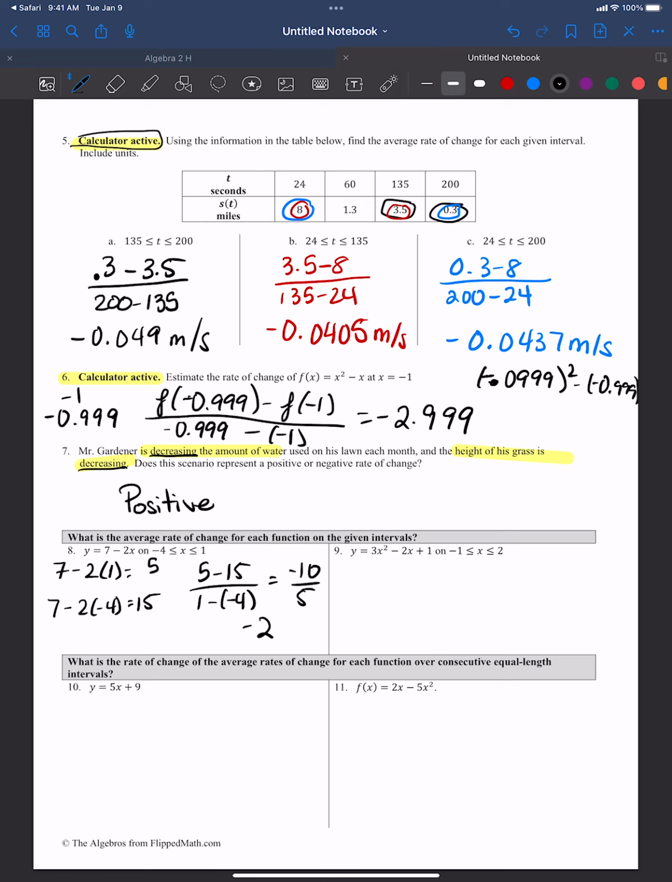All right, and really quickly, I'm going to do number 9 because I think we should all know how to do rate of change by now. And we end up with 3 over 3, which is just 1.